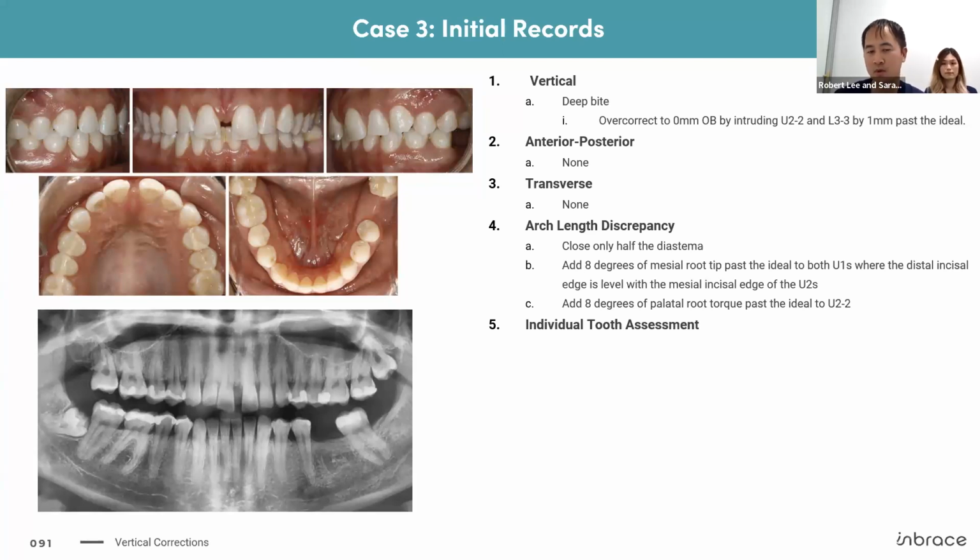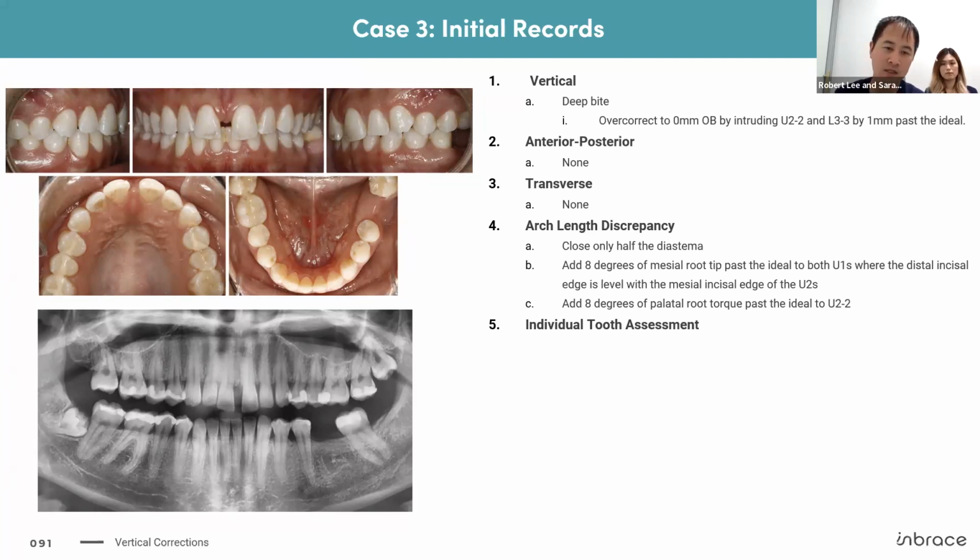But we want to, again, make sure that we're not going to cause too much tipping because it's a very large space to close with a single wire. We'll also add some mesial root tip past the ideal to both the upper ones. And then usually we try to specify the vertical positioning as well. In this case, because the upper centrals are so much more extruded than the upper laterals, we're going to put them level with each other to add a little bit of extra vertical force.